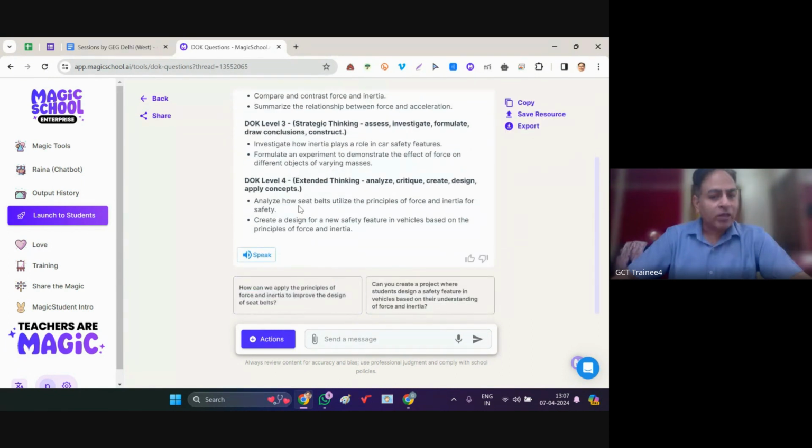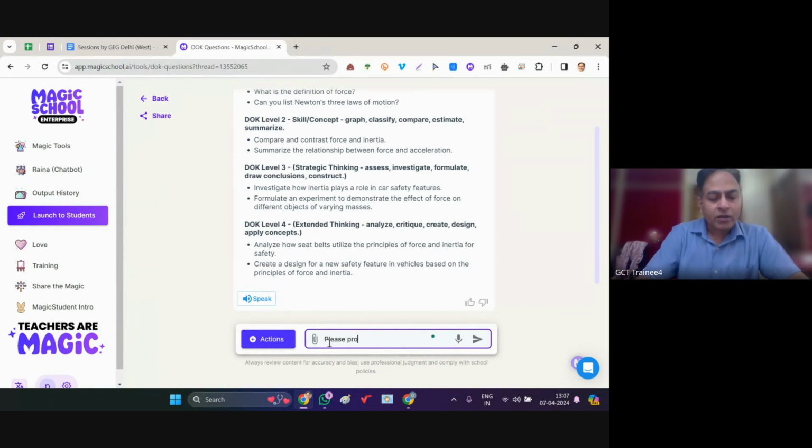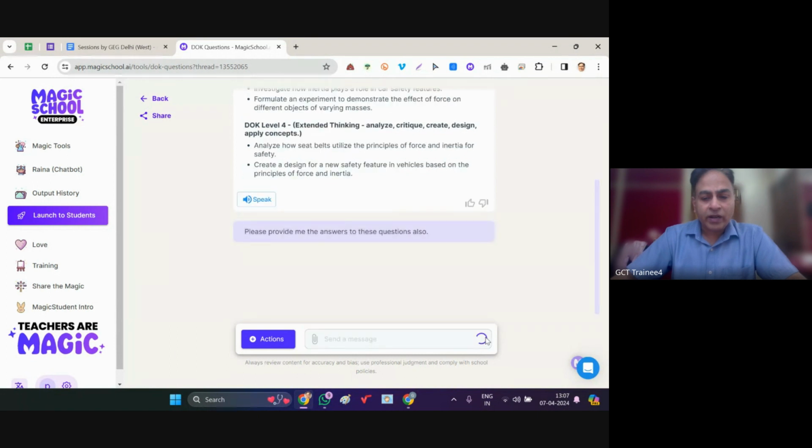Level 3 and level 4 basically come under the heading of critical thinking and analyzing. Now a good number of questions are created, but as a teacher I should know their answers. I can try by myself, or in the next message I can always write over here: please provide me the answers to these questions also, and let me click on send.